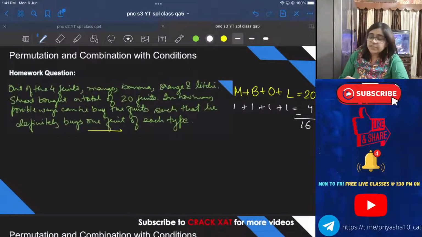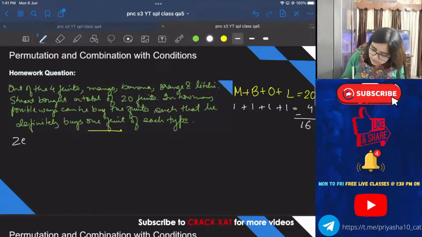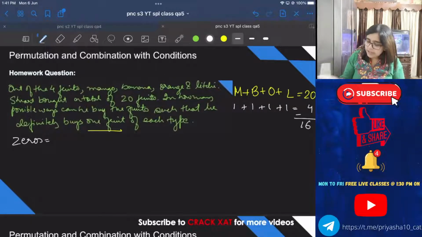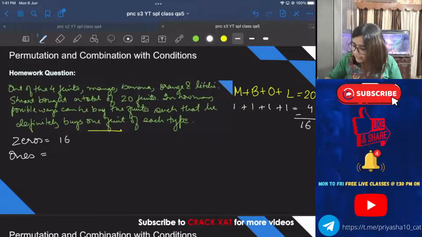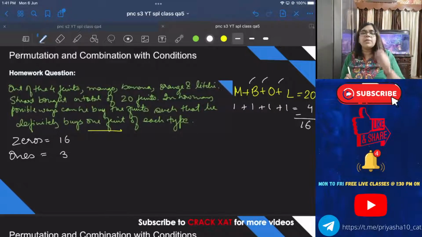Can we apply our principle of 0 and 1s over here? Remember it from the last session? Zeros is equal to the number on the right hand side, which is 16 here. Ones is equal to the number of operators we have, plus signs: 1, 2, 3. So there is 3. What was the formula we knew?